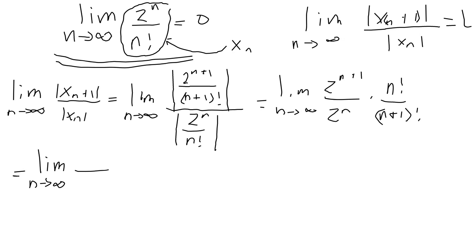Yes, sir, but what you're saying is the same thing I have here now? You said 2 to the n plus 1 over n plus 1 factorial times n factorial over 2 to the n. Oh, yes, you move them around. Yeah, okay. Let's now put the like terms together. Sir, is it 2 over n plus 1? Yes, there you go.